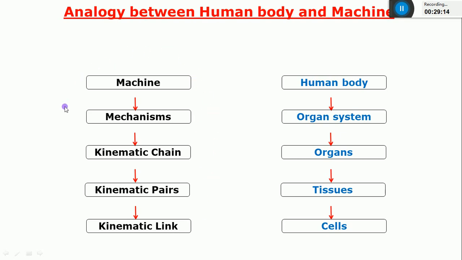So this entire outline covers Unit 1. First you have to study the definition of kinematic links and types of kinematic links, the definition of kinematic pairs and types of kinematic pairs, what a kinematic chain is and the different types of kinematic chain, what a mechanism is and types of mechanism, and then finally the machine. If you want, you can compare it with the human body. Shall I move to the next slide, or do you want a few more seconds? Okay, please take your time.